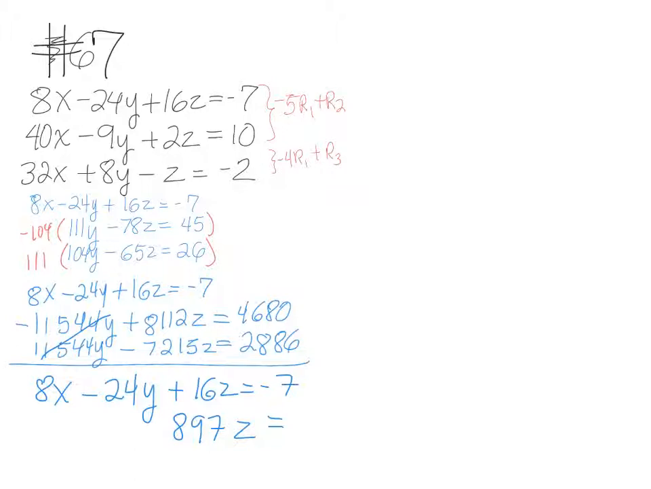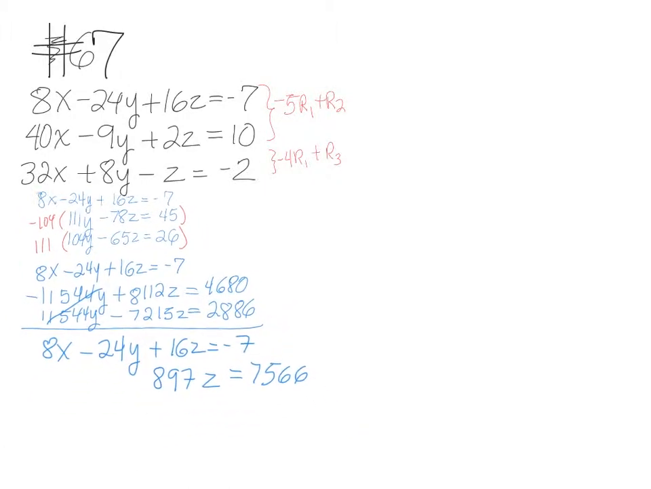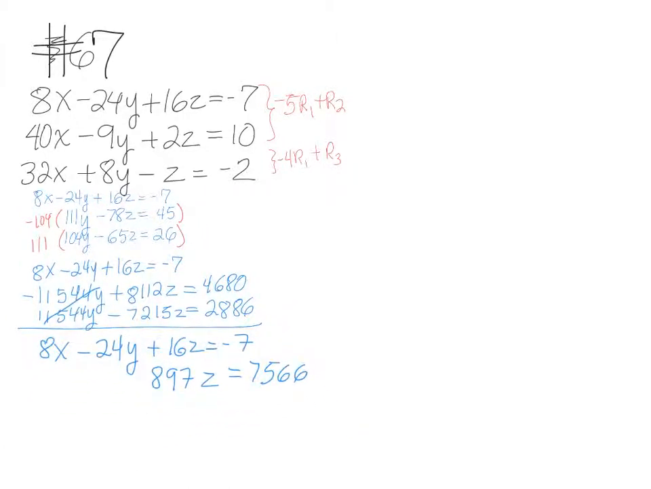And then when I add 4680 plus 2886, I got 7,566. Now at this point, what we can do is we can go ahead and divide both sides by 897 to find the z. So that number divided by 897.